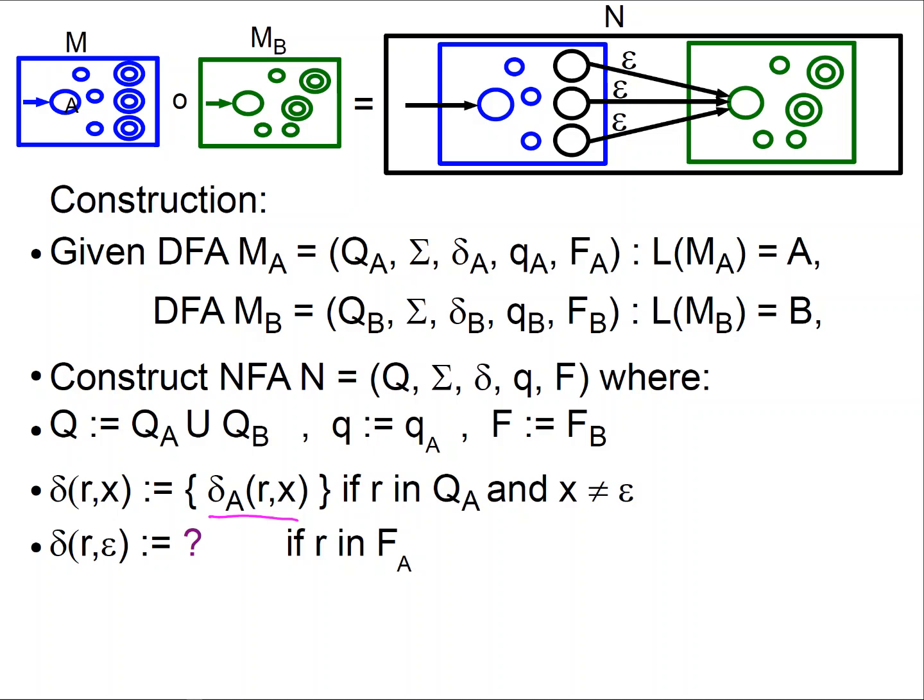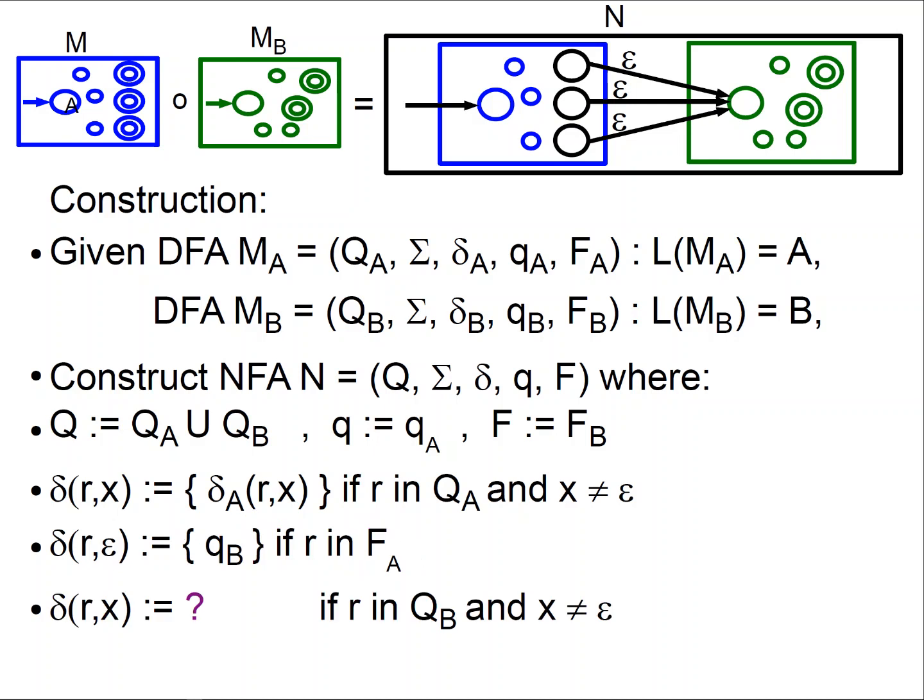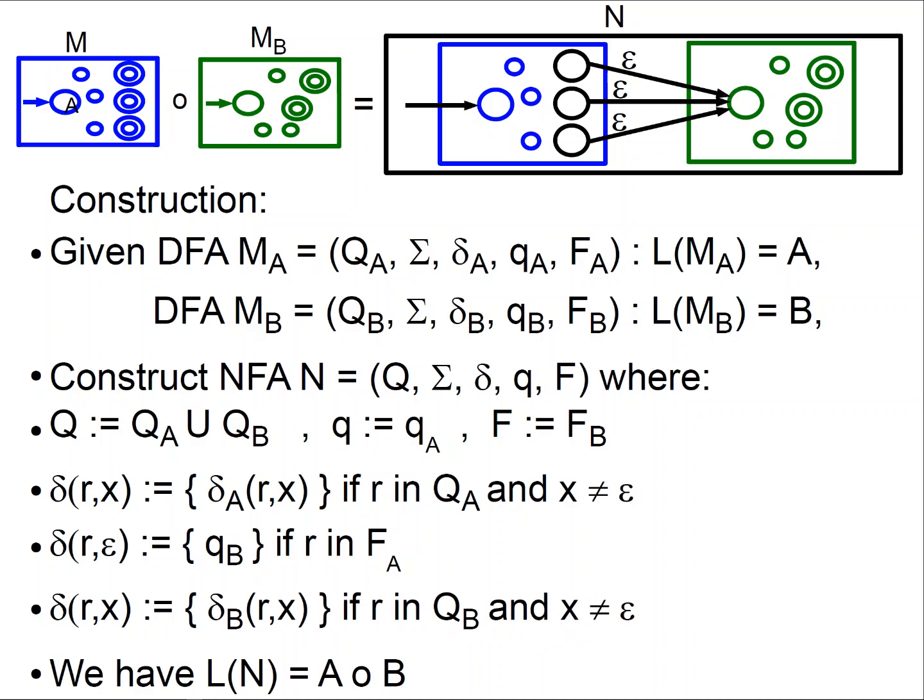If however you are in an accept state of MA and you do an epsilon transition, then you will go to the start state of MB. And if you are in QB and you don't read an epsilon transition, then the transition just follows MB, so it's the set containing delta B of R, x. The language of N is the concatenation of A and B.